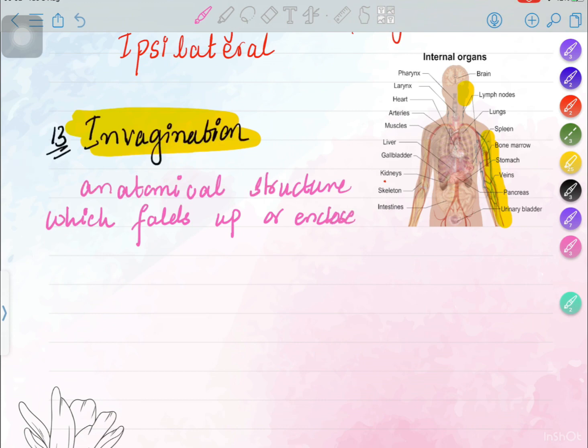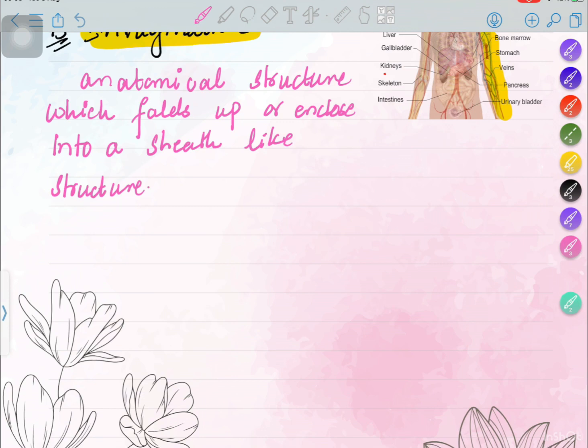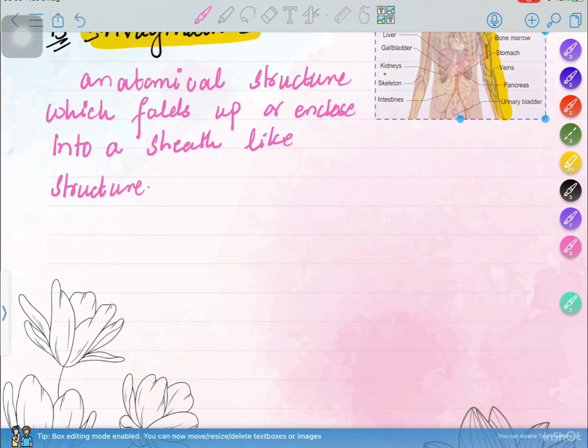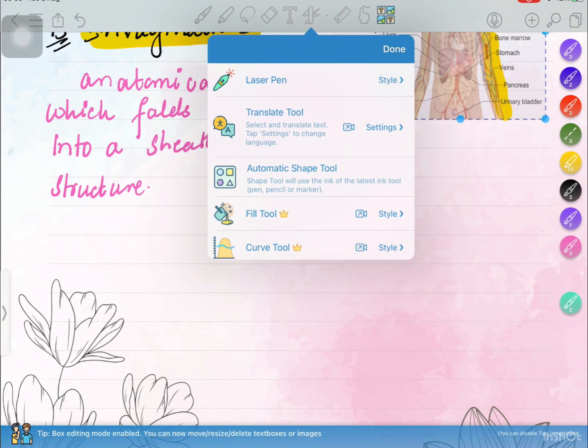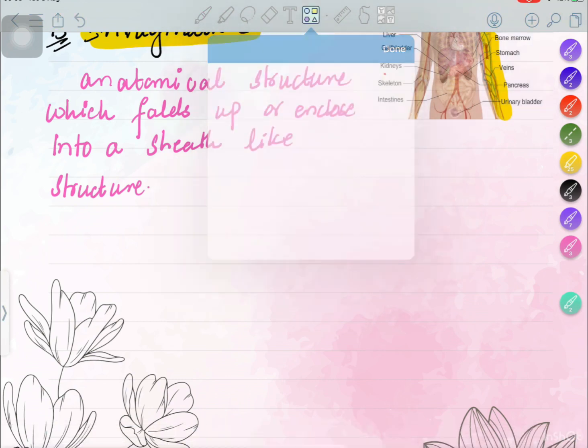Okay, folds in. It should be folds in actually, not folds up. Folds in or encloses into a sheet-like structure. It comes in, and the best way to remember is the one you have done in your IGCSE, the engulfing part where we see how the vesicles are formed. And if someone doesn't know, it's okay, just remember this term which I'm saying. Invagination means an anatomical structure which folds in or closes into a sheet.